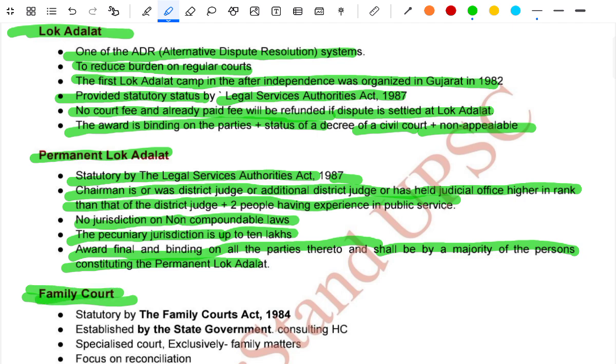Family Court. It is statutory under the Family Courts Act 1984, established by the state government in consultation with the High Court. It is a specialized court dealing exclusively with family matters, with a focus on reconciliation.